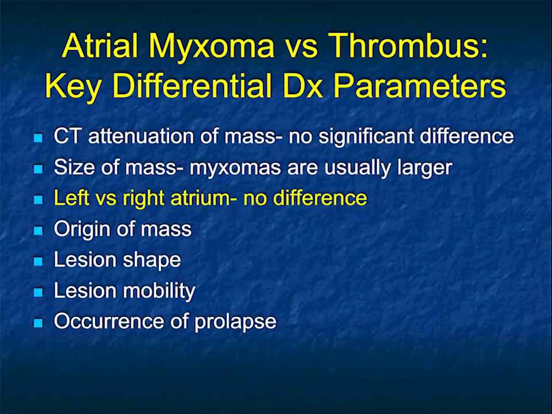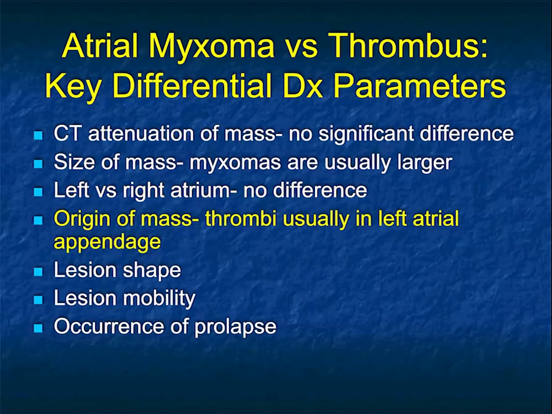There's no difference from left to right atrium, though I have to admit, in patients with catheters in place, it's more common to get thrombi in the right atrium than in the left atrium. The origin of the mass, thrombi, if you think about the left atrial appendage, that's a really good location. You typically don't see myxomas in the atrial appendage, but you will see thrombi.